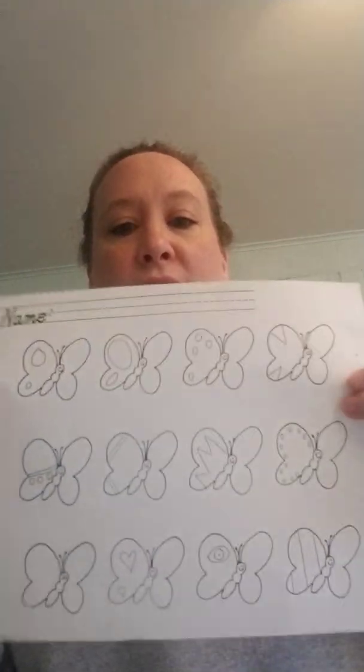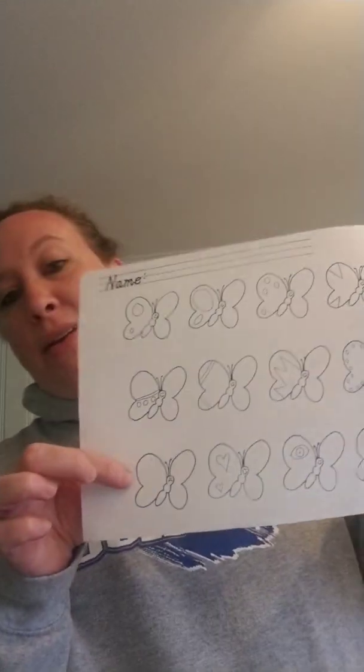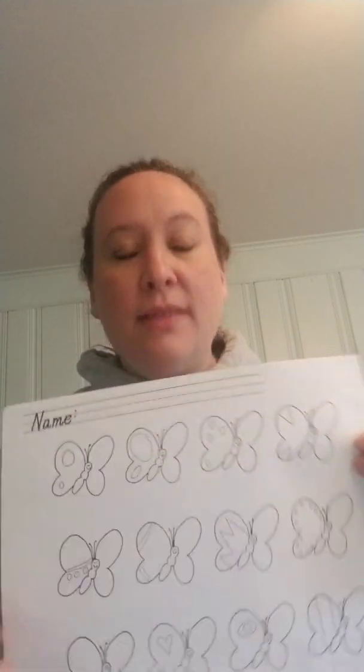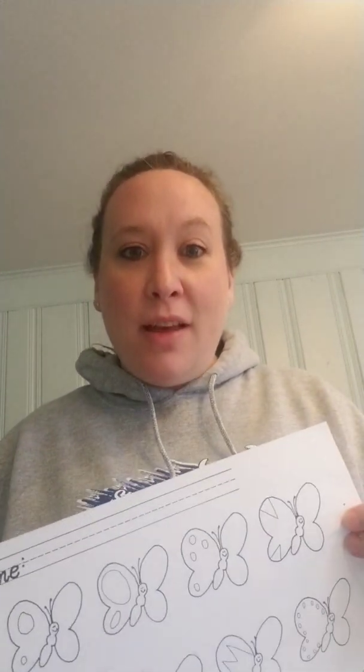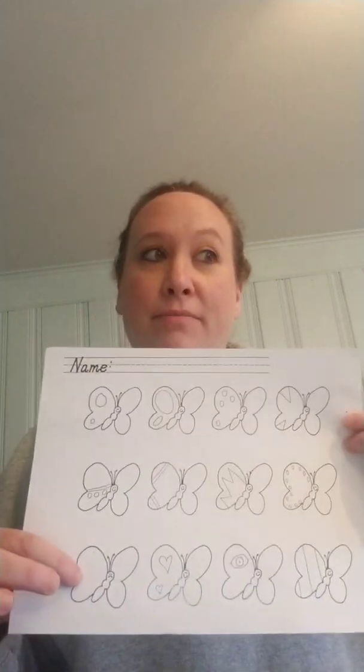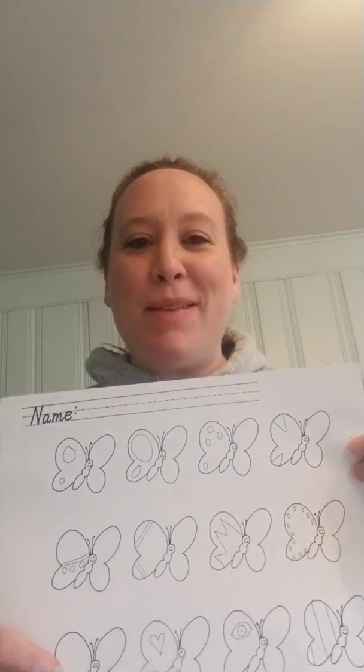Now there's one butterfly on here, this lonely guy down here at the bottom, has nothing on its wings. Guess what you get to do? You get to draw your own features on the butterfly wings and make them, you got it, symmetrical.